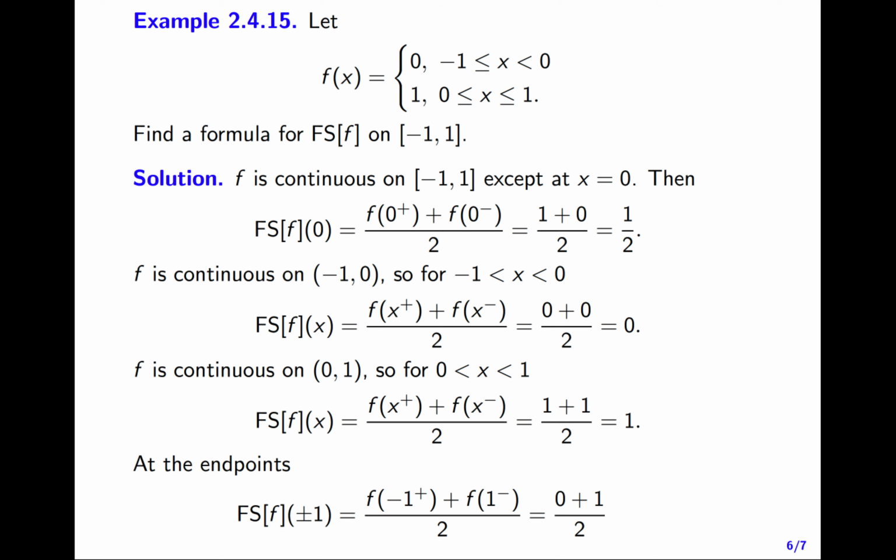So my Fourier series for f at plus or minus 1 is 0 plus 1 over 2, and that is 1/2. And that is certainly not the value that f has at either plus 1 or minus 1, but that's not surprising because f is not periodic, right? F is 0 on one half and 1 on the other half. So I shouldn't expect the Fourier series of f to converge back to f at plus or minus 1.